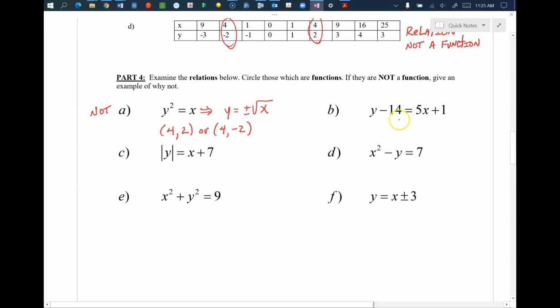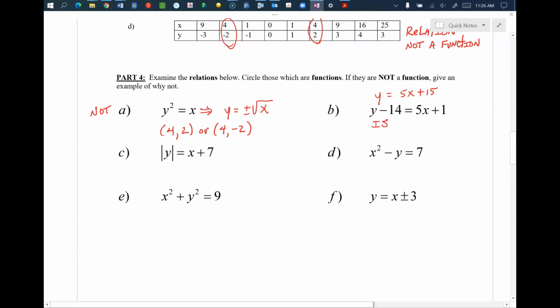Skipping over to letter B, if we were to solve for y, we would get y is equal to 5x plus 15. As you know, that's a graph of a line with a positive slope and a positive y-intercept, and therefore that passes the vertical line test, so this is a function.